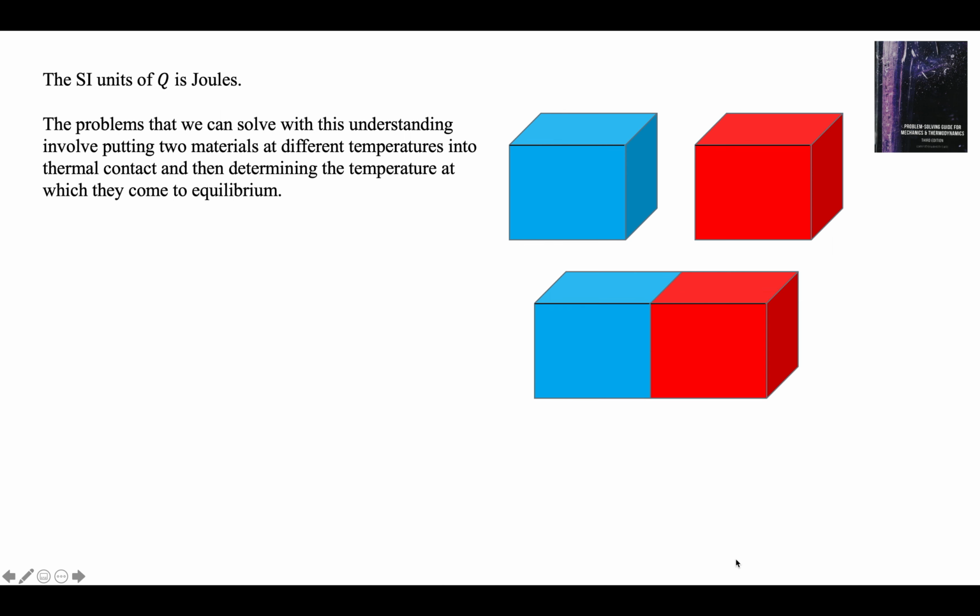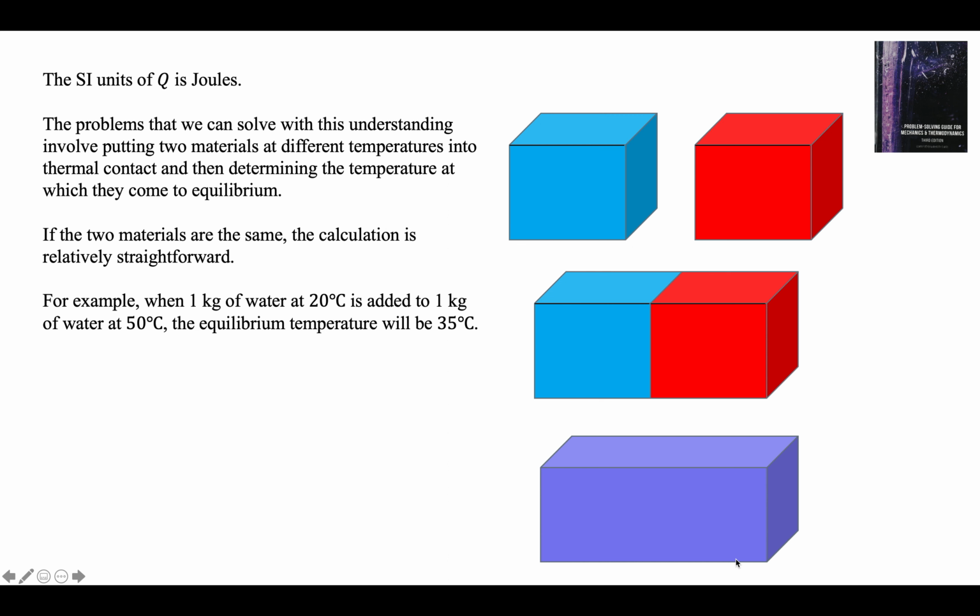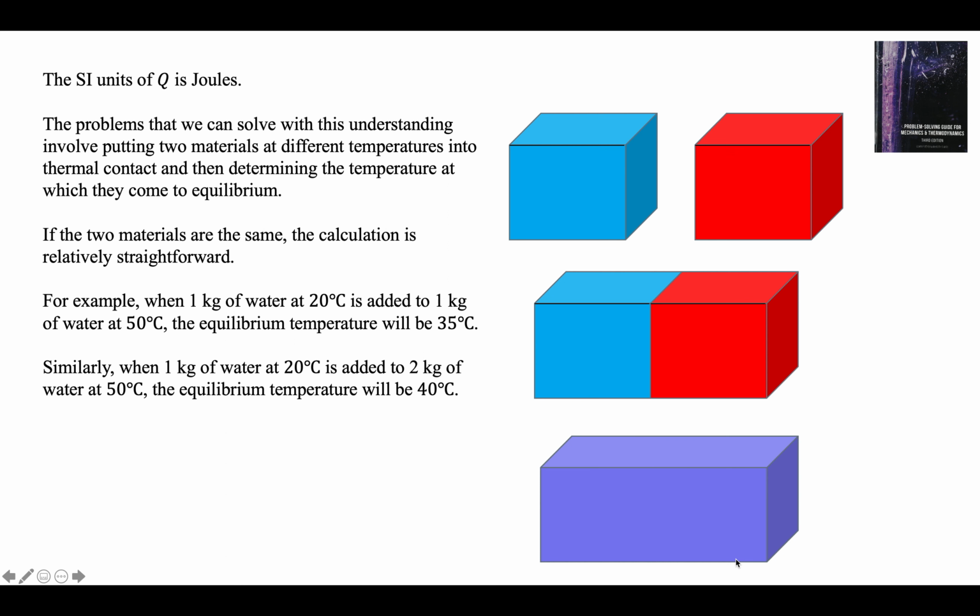And then the atoms in the cold thing are going to go faster, heat up. The atoms in the hot thing are going to go slower, cool down, and then you're going to come to some equilibrium temperature. If the two materials are the same, the calculation is relatively straightforward. So if I have 1 kilogram of water at 20 degrees Celsius and 1 kilogram of water at 50 degrees Celsius, and I put them together, the equilibrium temperature is going to be in the middle, 35 degrees Celsius.